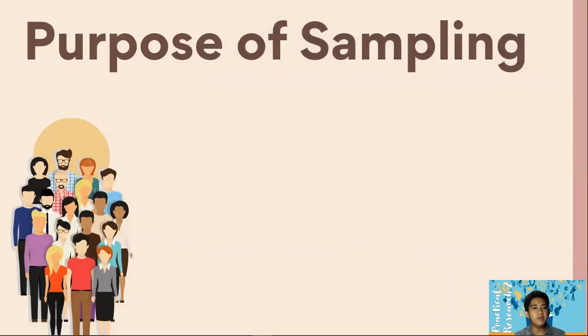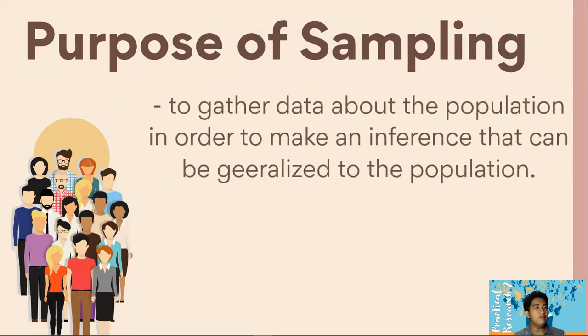What's the purpose of sampling? The sampling method has a main purpose to gather data about the population in order to make an inference that can be generalized to the population. Here, the concrete statement is that sampling is needed so that we can minimize the resources that we are going to have for our research.